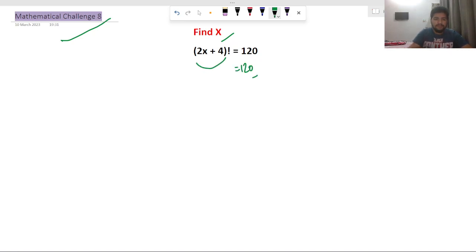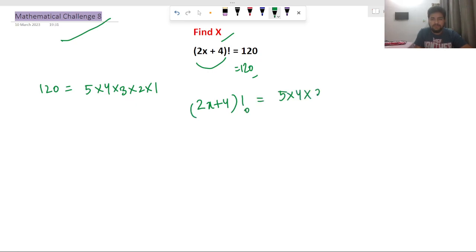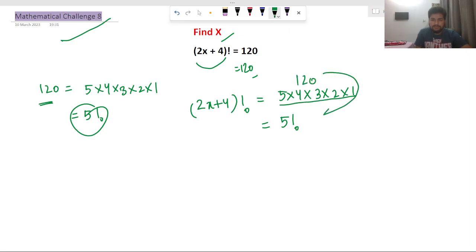Okay. First of all, we can write 120 as 5 multiply 4 multiply 3 multiply 2 multiply 1, which means it is a product of 5, 4, 3, 2 and 1. So if you write it here, we can write (2x + 4)! equals 5 × 4 × 3 × 2 × 1, or I can write it as 5 factorial. The value of 120 is 5 factorial, so we have replaced 120 as 5 factorial.